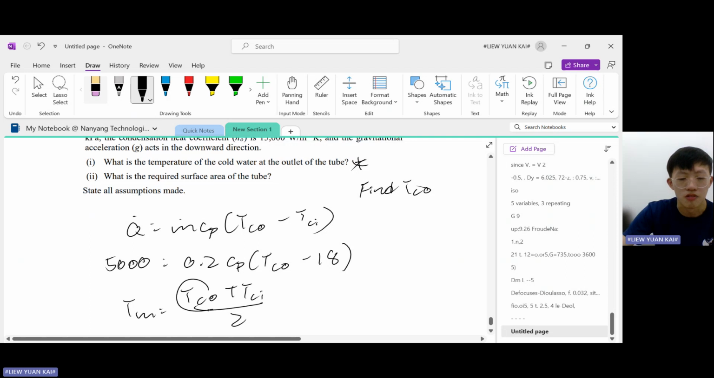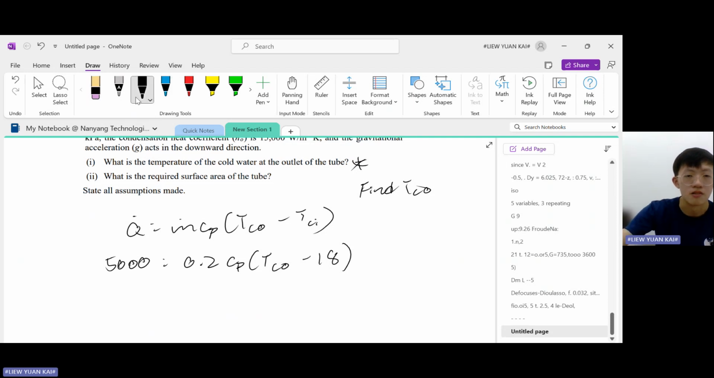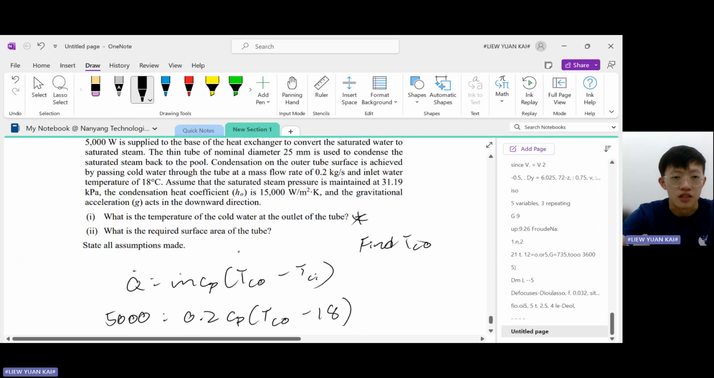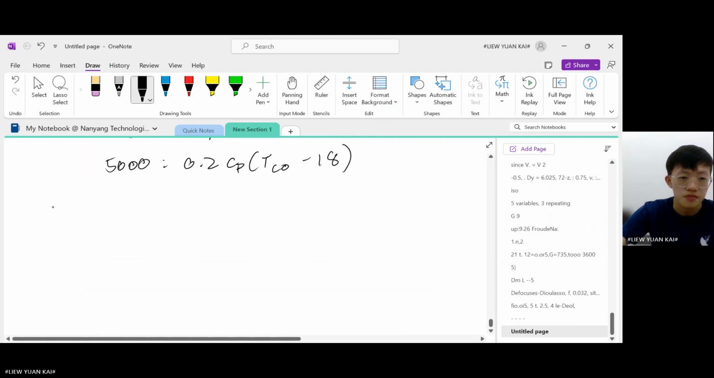But the problem is we do not know what the outlet is, right? So we have to assume. Okay, we just have to assume a number. So how did I choose my assumed value of TCO? First, let us draw the graph of this heating problem.